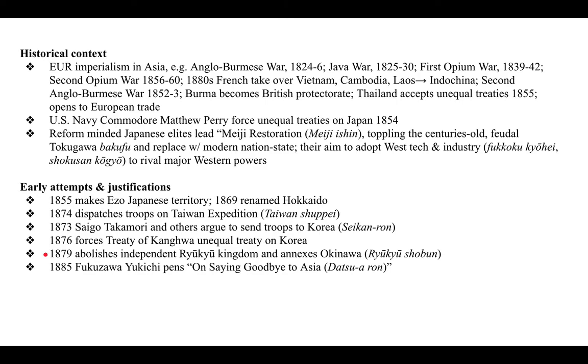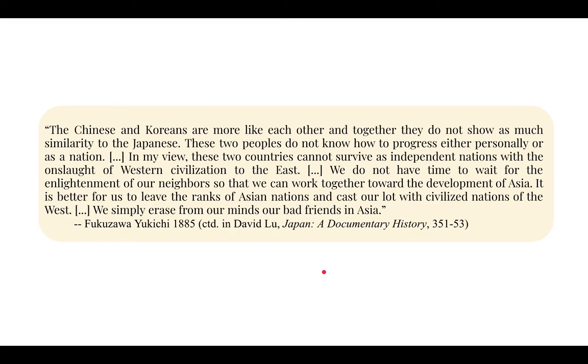In 1879, the Japanese government abolished the independent Ryukyu Kingdom and annexed what was still Ryukyu Kingdom then, and established Okinawa Prefecture. This was known as the Ryukyu Shobun. And in 1885, Fukuzawa Yukichi penned his essay on saying goodbye to Asia, Datsu-A Ron, and I'll read a short segment from Fukuzawa Yukichi's essay, which was published in his newspaper anonymously, but it's usually attributed to him.